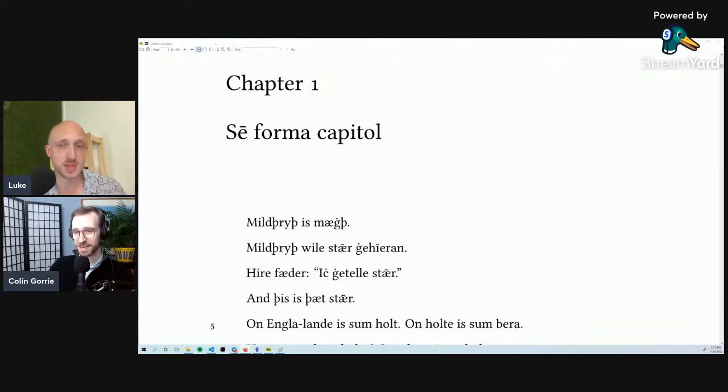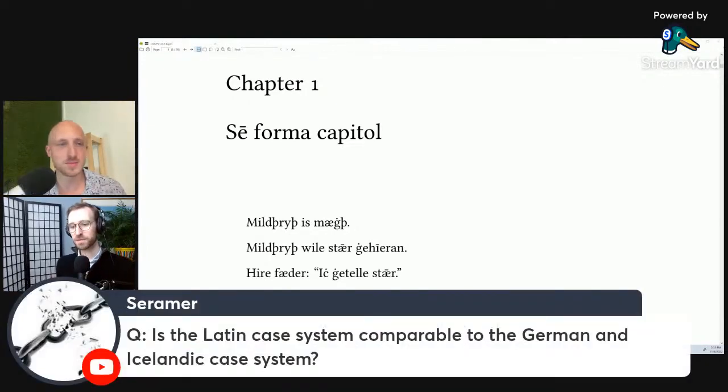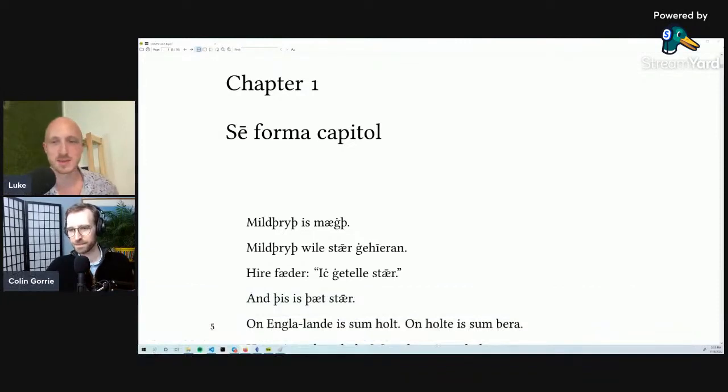Raider. Yeah. So just to answer a quick question here, is the Latin case system comparable to German and Icelandic? Yes, they have the same common origin in Proto-Indo-European.